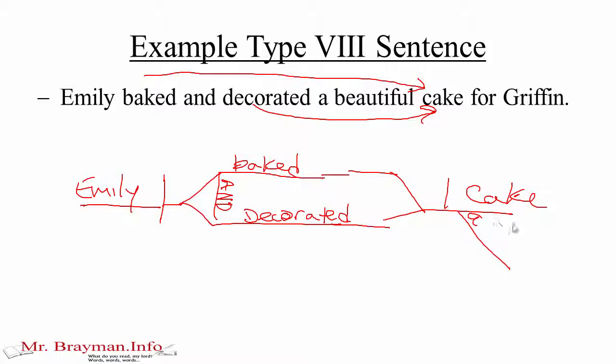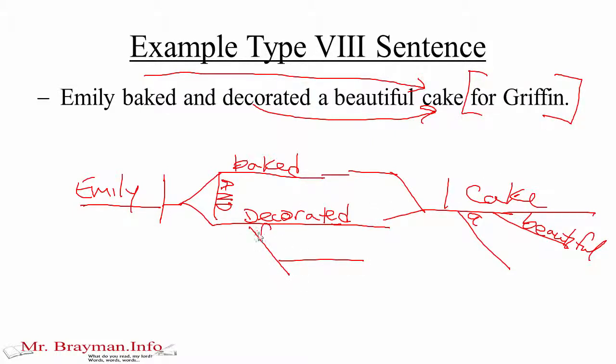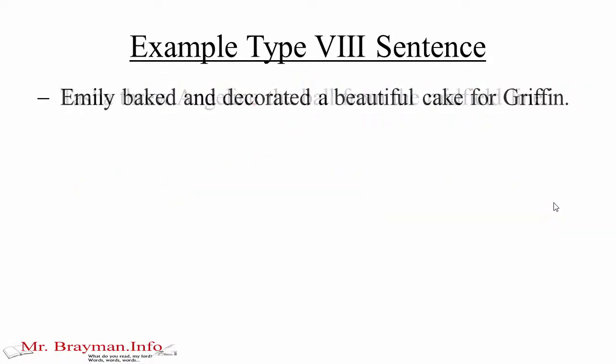Let's see, and this is beautiful. Right, now what do we do with this little prepositional phrase here that forms the indirect object? Well, it comes off of both of these. I'm just going to put it here. But really, she does both of these verbs for Griffin, right? She baked the cake for Griffin. She decorated the cake for Griffin. There it is.